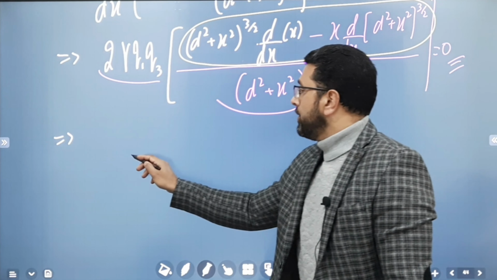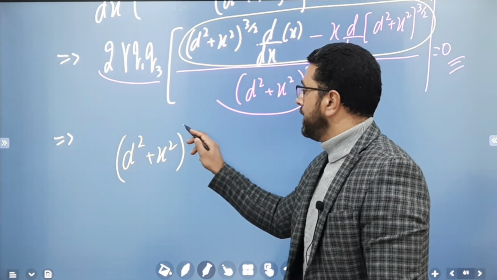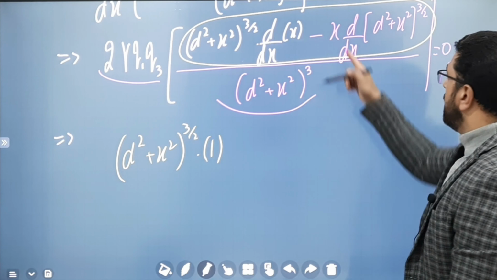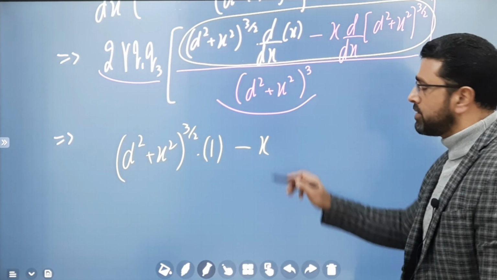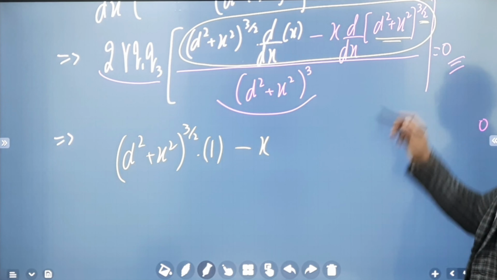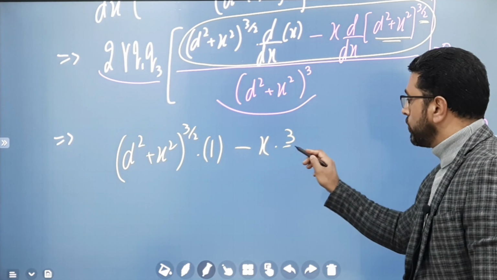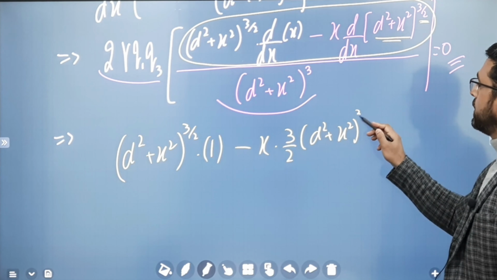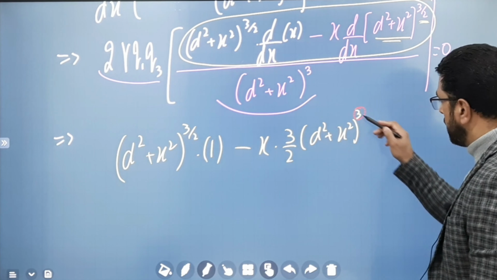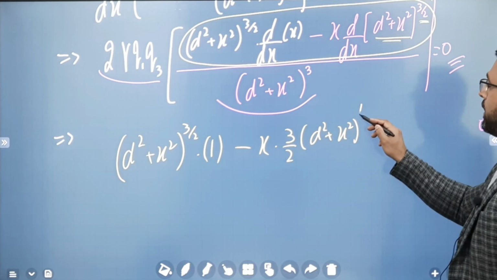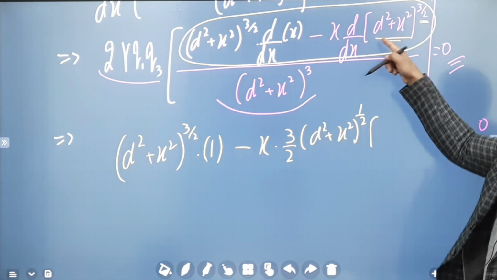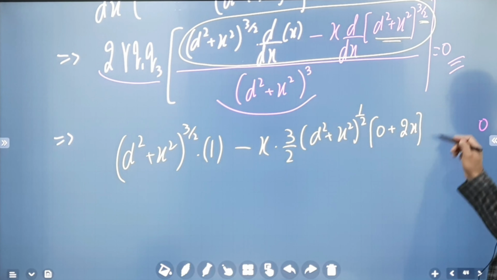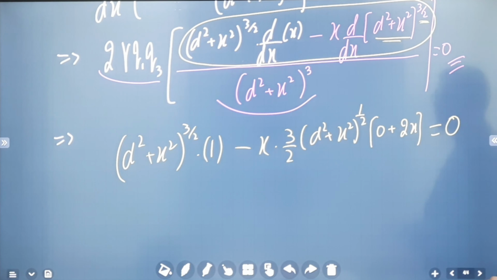Now let's solve that. (d square plus x square) power 3 by 2 into differentiation of x with respect to x is just 1. Then minus x remains as it is. Now differentiation of this thing, power 3 by 2. Okay. So this will be 3 by 2. Now you must be able to do this differential calculus. 3 by 2 (d square plus x square) power 3 by 2 minus 1, which is, I'll directly write, 3 by 2 minus 1 is 1 by 2. Then internal differentiation. Differentiation of d square is 0 and differentiation of x square is 2x. Now this thing is equal to 0. Okay, this thing is equal to 0.